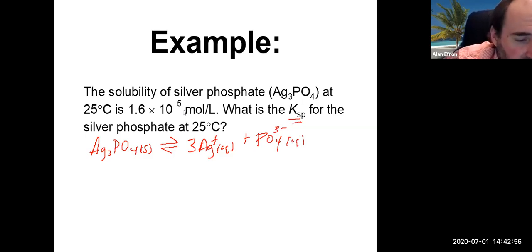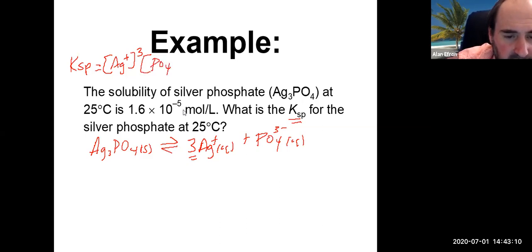Now we can write our Ksp expression here, and that would be the concentration of our silver. We would have to cube it, again for the coefficient that's here, and we would times it by our phosphate, which the coefficient is 1. So obviously we don't have to do any type of cubing.